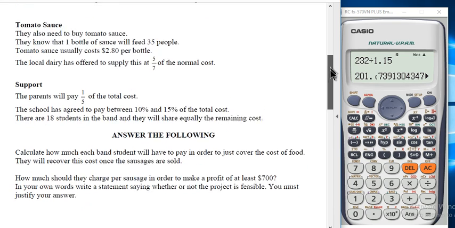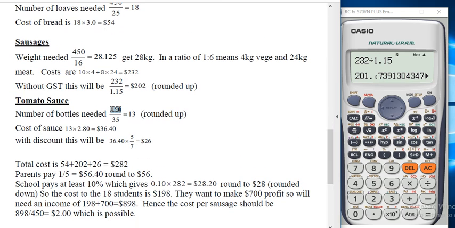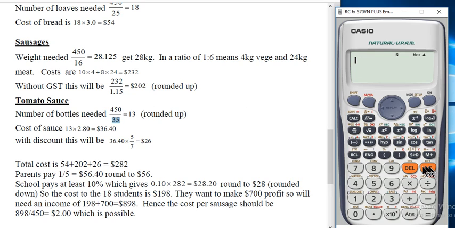Right, so let's go down, work out the tomato sauce. You've used 450, so it must be the sausages, divided by 35 sausages for 1 bottle. Like, how many bottles is it going to be? It's going to be 13, rounded up. Now, in this particular case, let's just have a look and work out what it is, and we may as well do this to see how they've rounded everything here.